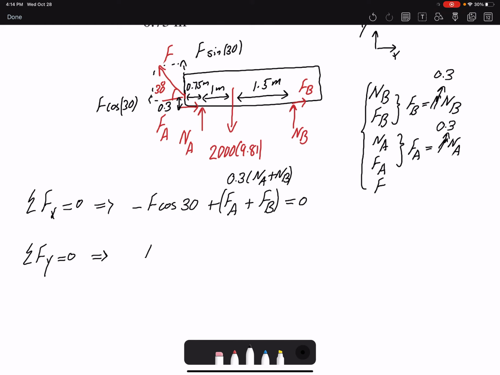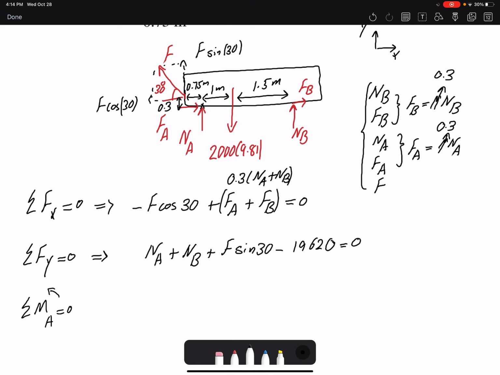Summation of forces in Y. I have the normal forces, the vertical component of force, and the weight, which gives me 19,620 Newton. And now I need to write my moment equation. I can write the moment equation about any point. I'm going to write it about point A, so I can get rid of two forces.